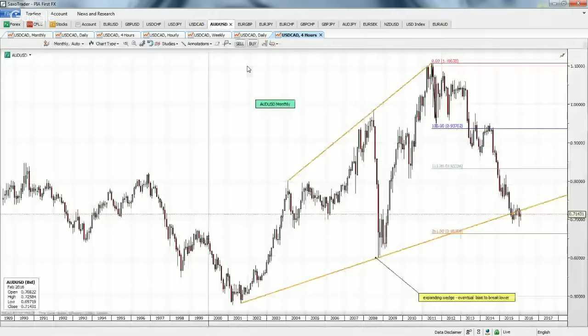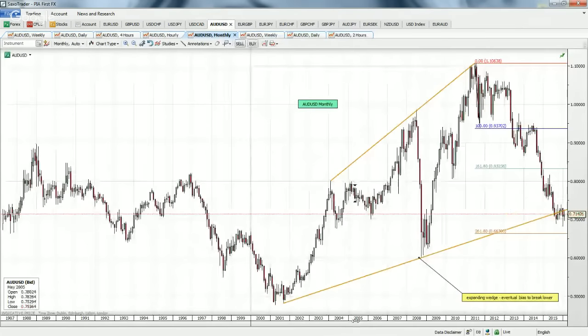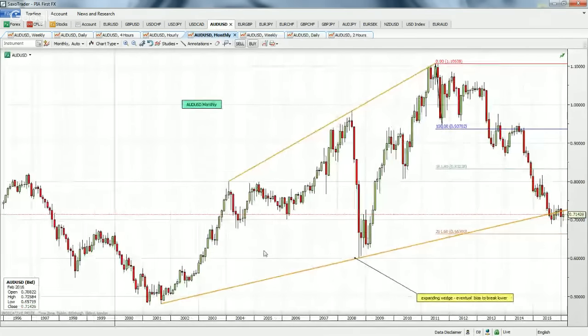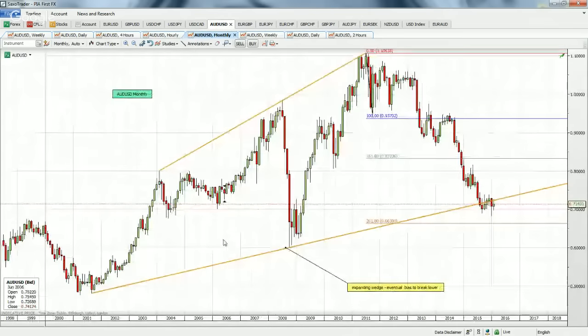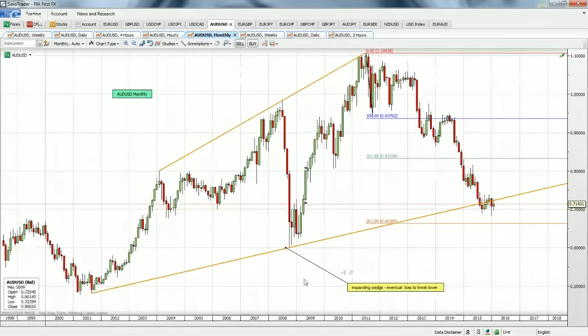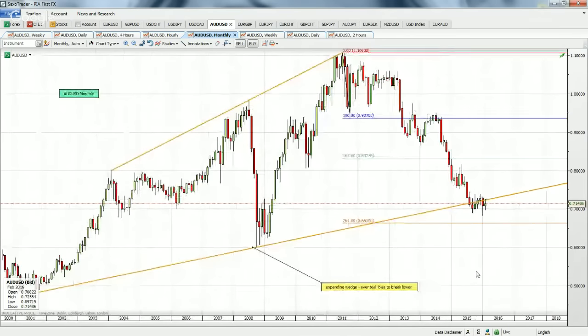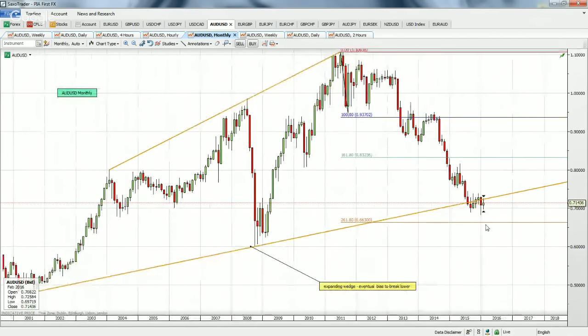Aussie dollar. The monthly chart, expanding wedge formation, okay, consolidated around the trend of higher lows. We have broken to the downside. We've retested this month. We're going to post an inside harami on the monthly chart, which is a clear indication of investor indecision.